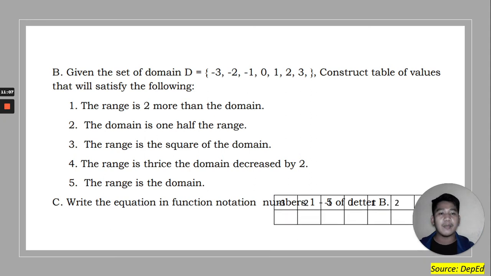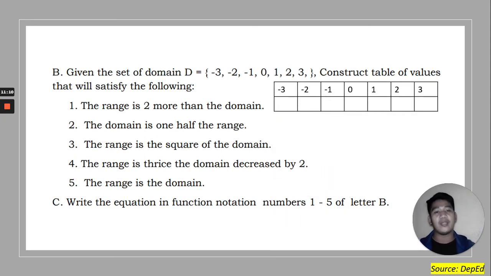So let's say this is my table of values. I already inserted the domain -3, -2, -1, 0, 1, 2, 3, and we just need to follow the instruction. We just need to satisfy that the range is 2 more than the domain. So we simply add 2 to each element of the domain. -3 plus 2 is -1, -2 plus 2 is 0, -1 plus 2 is 1, 0 plus 2 is 2, 1 plus 2 is 3, 2 plus 2 is 4, and 3 plus 2 is 5. So that's it. We constructed a table of values that satisfies the number 1 instruction.